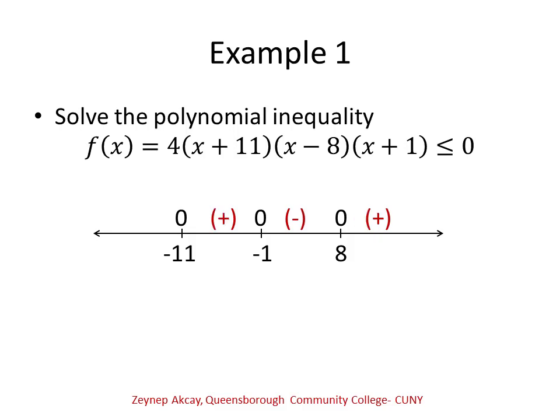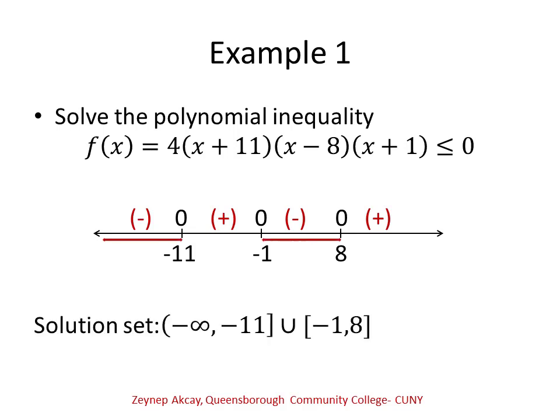We repeat this reasoning to find the sign of the polynomial in the remaining intervals. We cross another 0 when we go to the left of -1. Since multiplicity of -1 is odd, the graph will cross the x-axis and sign of the function will be positive in the interval -11 to -1. And we complete by same reasoning. We cross another 0 at x equals -11. Therefore, the sign of the function will change from positive to negative in this interval.